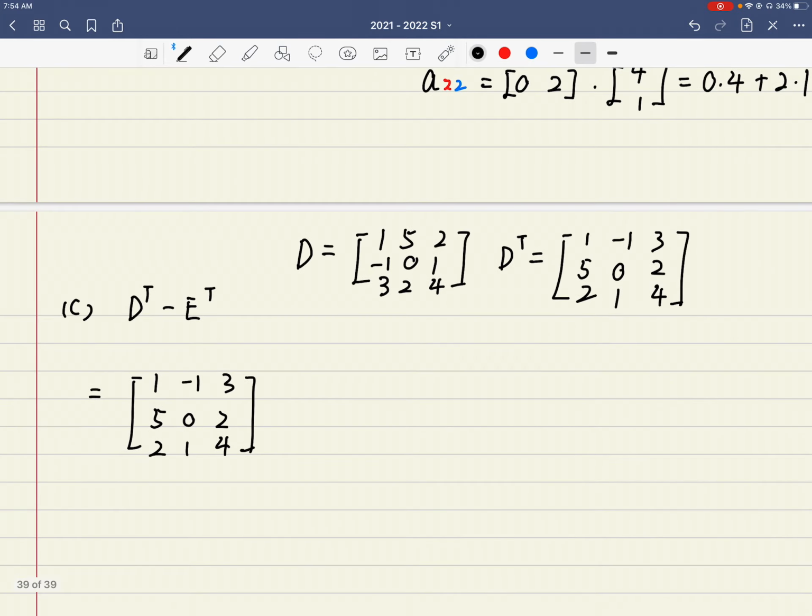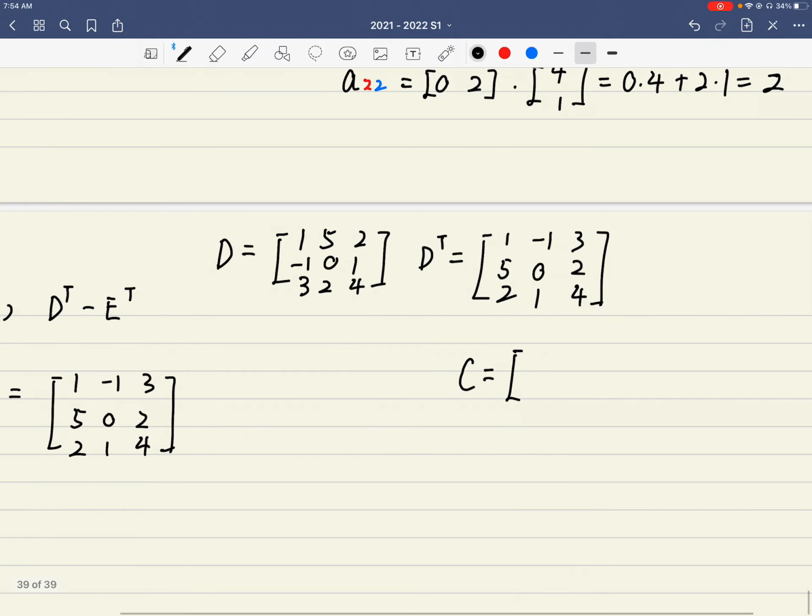Okay, this is the transpose of a square matrix. So, for example, what about the transpose of C? It's not asked in the question, but we can try it. So C, you can see it's not a square matrix. It is a 2 by 3 matrix.